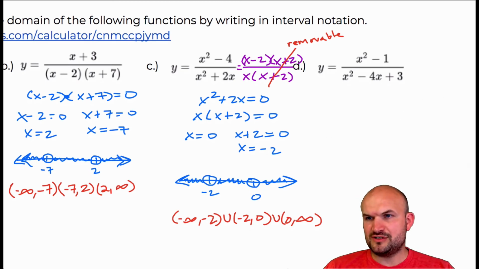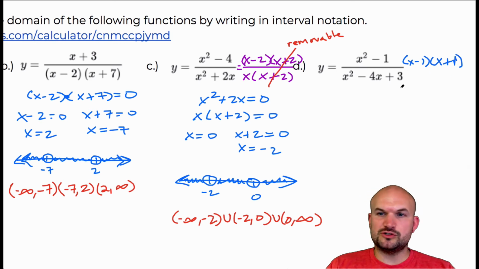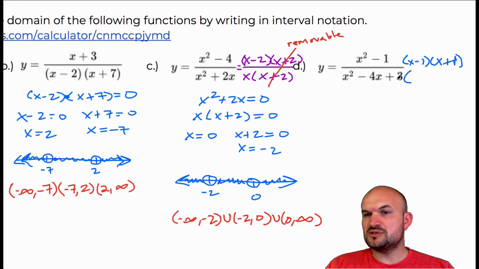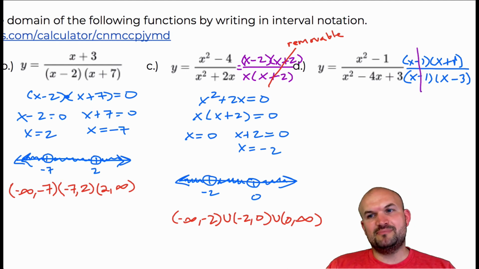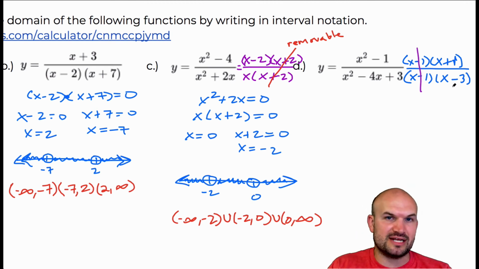I think I can factor this over to the right-hand side. On the top, I have x squared minus 1, so that becomes x minus 1 times x plus 1. Again, that's a difference of 2 squares. In the denominator, what 2 numbers multiply to give you 3, add to give you -4? That's going to be x minus 1 times x minus 3. Okay, and then again, you can see that we have this removable portion.